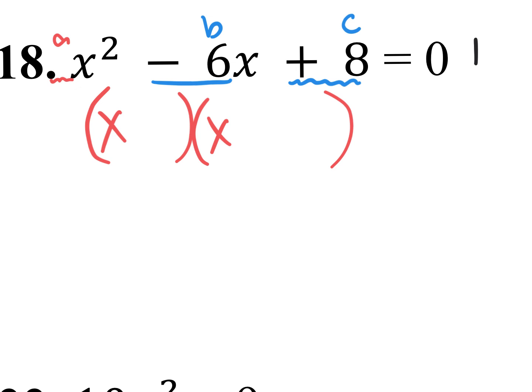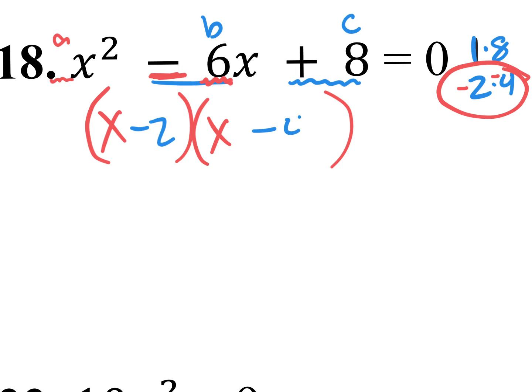1 times 8, or 2 times 4. And you just said 2 and 4, right? So we know that 2 and 4, when I combine them, gives me 6. But I want it to be a negative 6. So I have the right numbers, I just need to change the signs on those numbers. And that will be a minus 2 right there and a minus 4 over there. And it's still equal to 0.